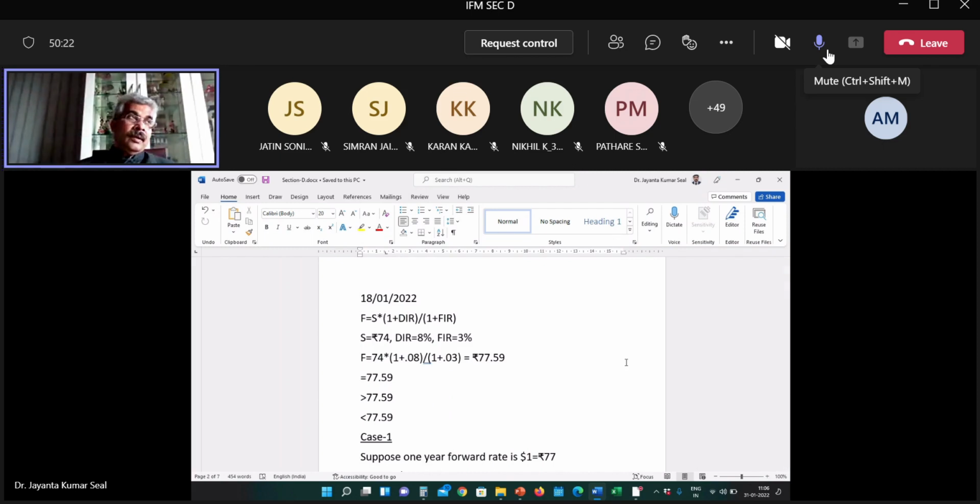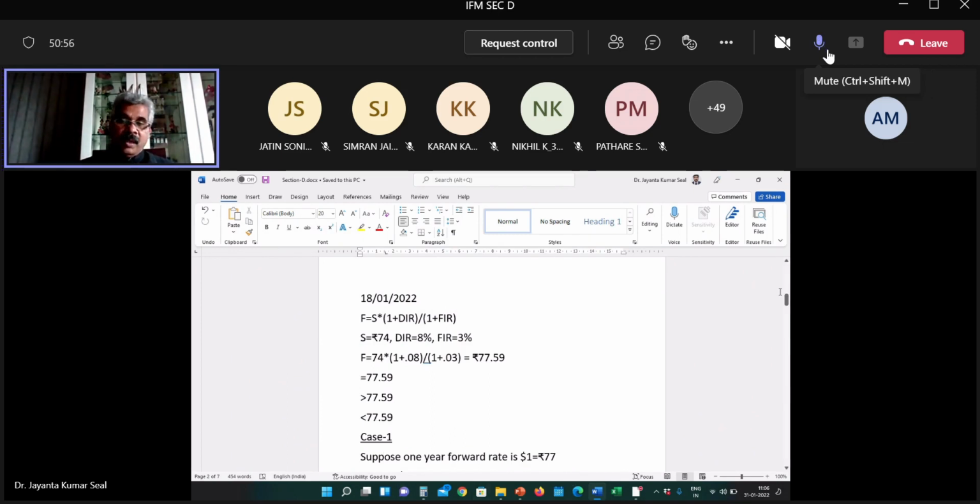Again, when we calculated this on 18th of January, if you remember, we were doing covered interest arbitrage. Today also we'll be doing covered interest arbitrage. So what did I say? That your forward rate should have been 77.59, but in the actual market, the price at which the $1 will be traded may not be 77.59. If it is not, then there is a case of arbitrage opportunity.